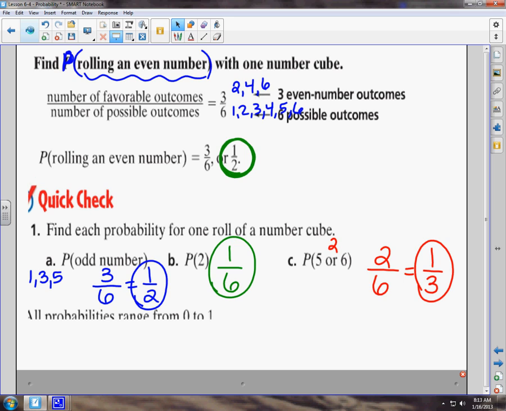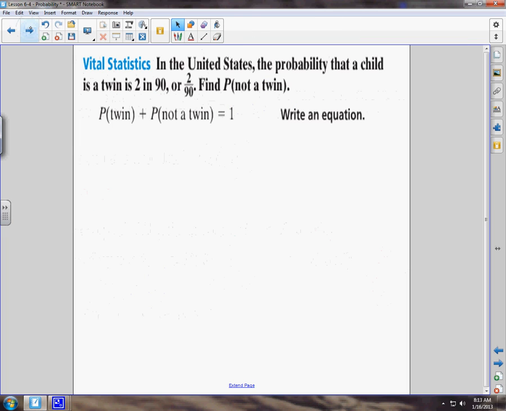So the key thing to remember about probabilities is that all probabilities range from 0 to 1. So if you notice, all of my answers are going to be between 0 and 1. And probability is out of the total. If you notice, the total is always on the bottom. So you're always going to have out of a total on the bottom.